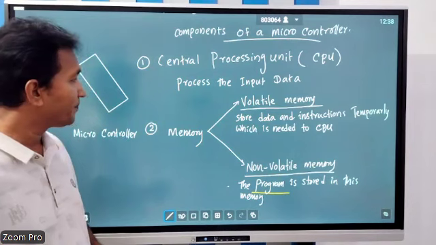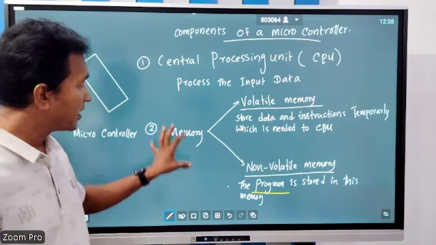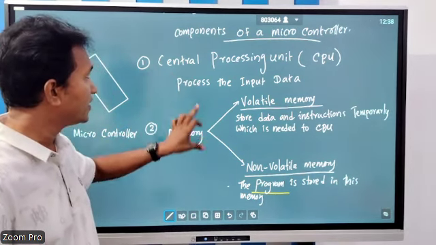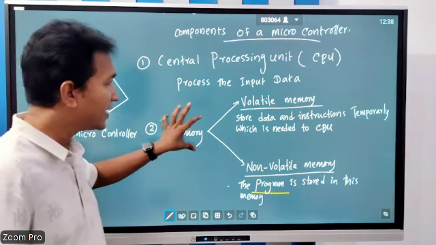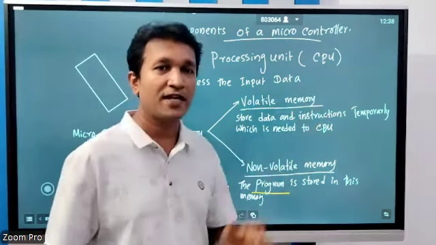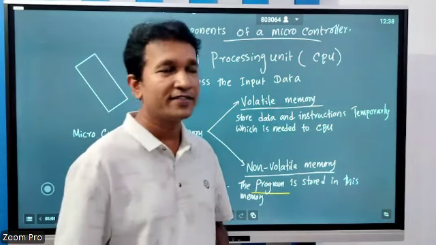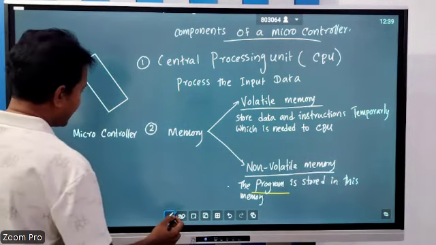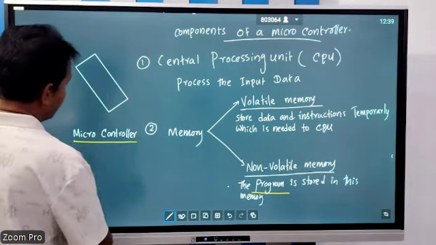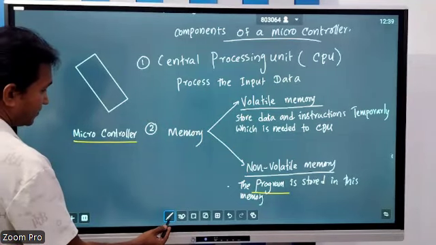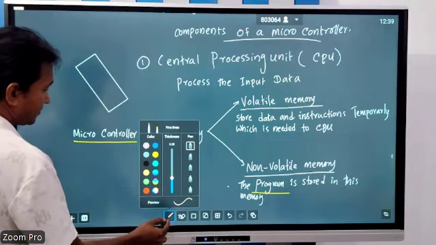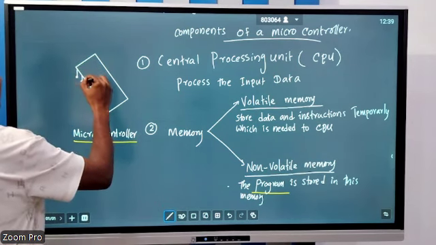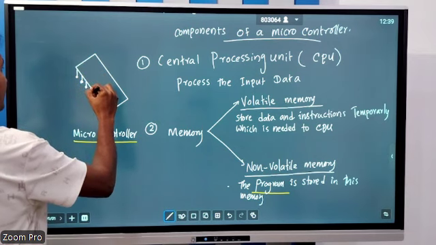Okay. There are two things now, central processing unit and two memory types. One is non-volatile, the other one is volatile, right? Can you take this down? This is the microcontroller. I will tell you later what these things are.